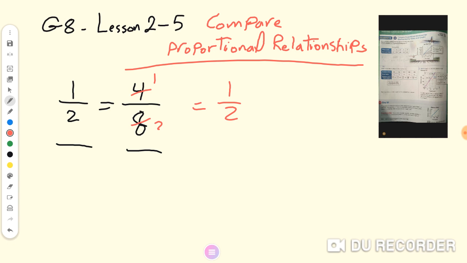We will study in this lesson how to compare ways to represent the proportional relation. Actually, we can represent the proportional relation in many ways. One of them is the table.